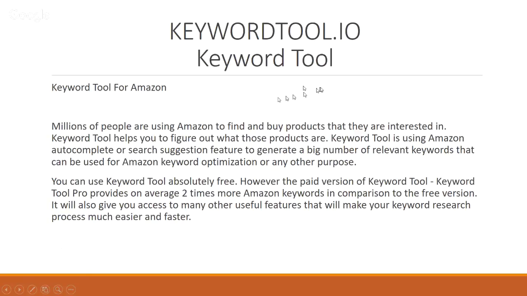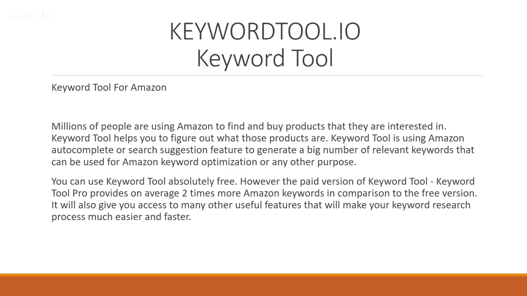Now, it says here, millions of people are using Amazon to find and buy products that they are interested in. Keyword Tool helps you to figure out what those products are, like we saw in the previous example, copper bracelets for men pain being a very good example of that. Now, Keyword Tool is using the Amazon autocomplete search suggestion feature to generate a big number of relevant keywords, which is really important. The more relevant they are, the better they are.